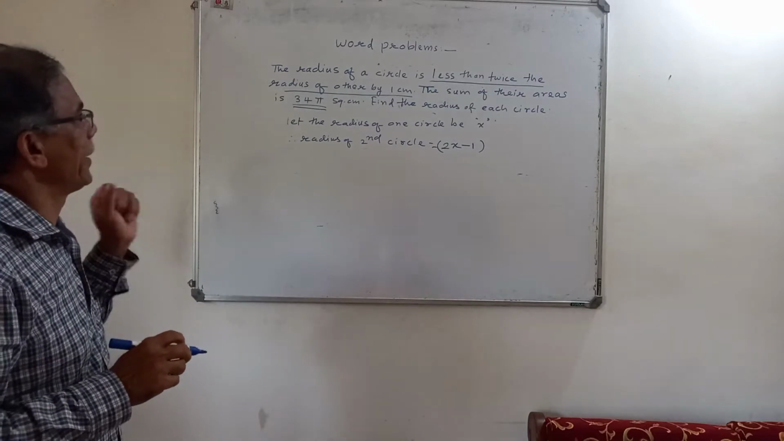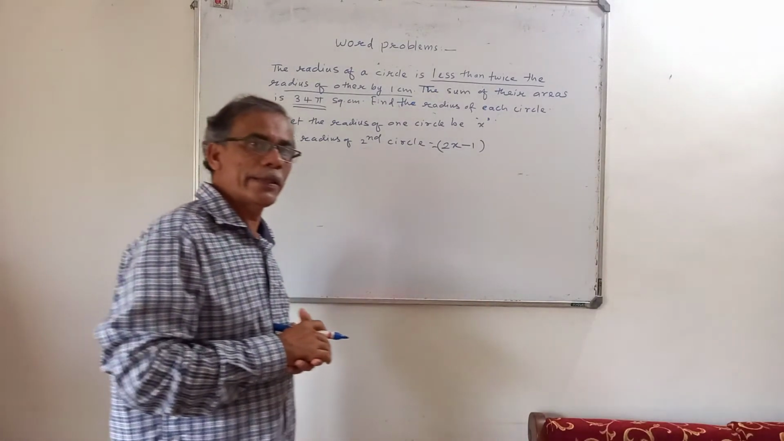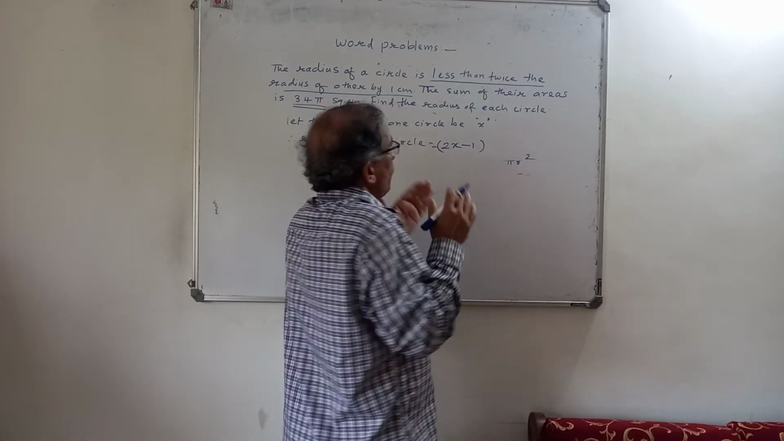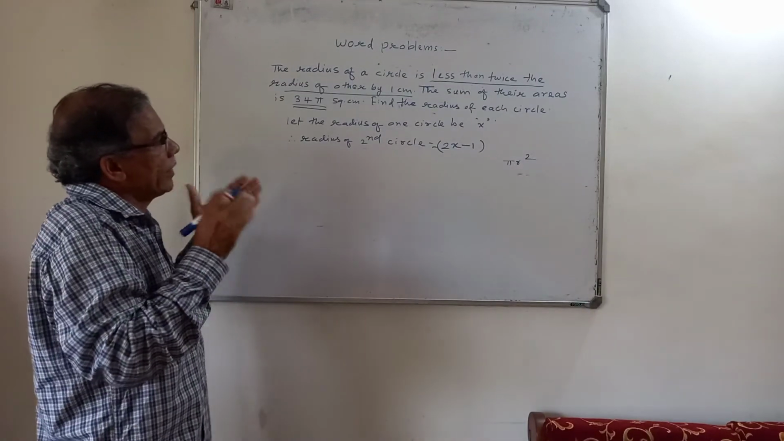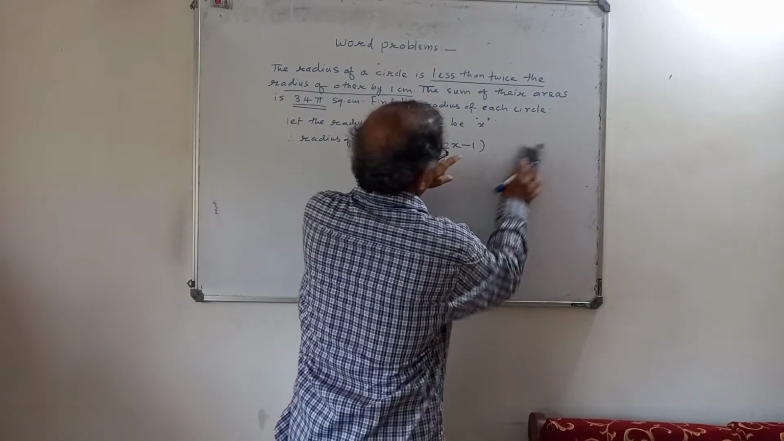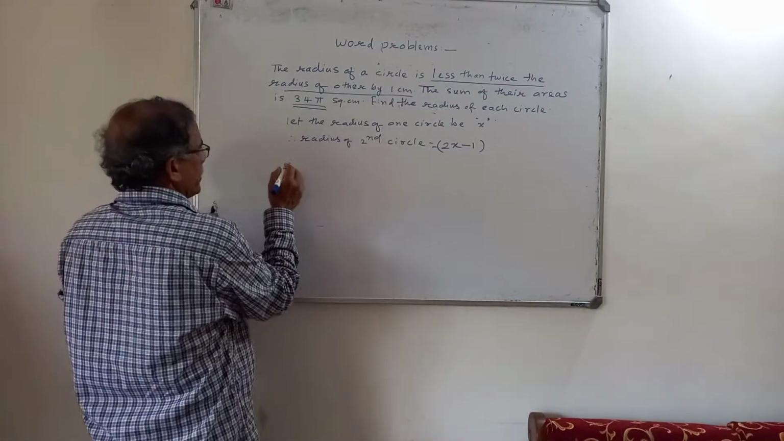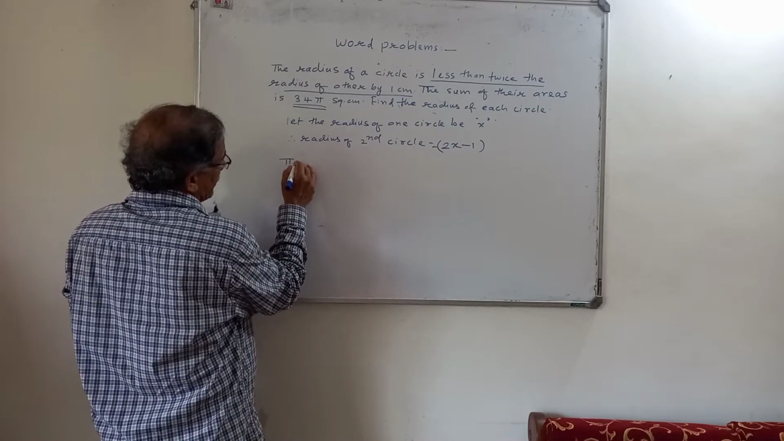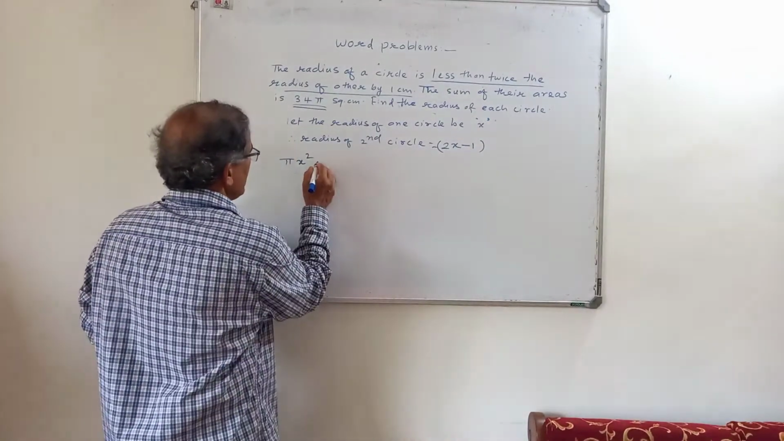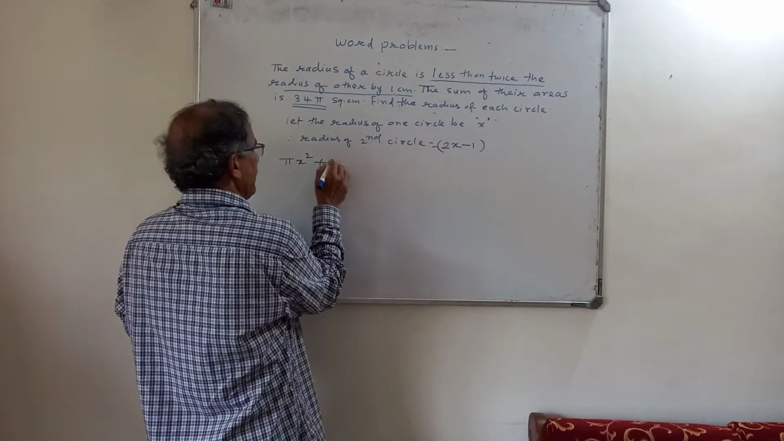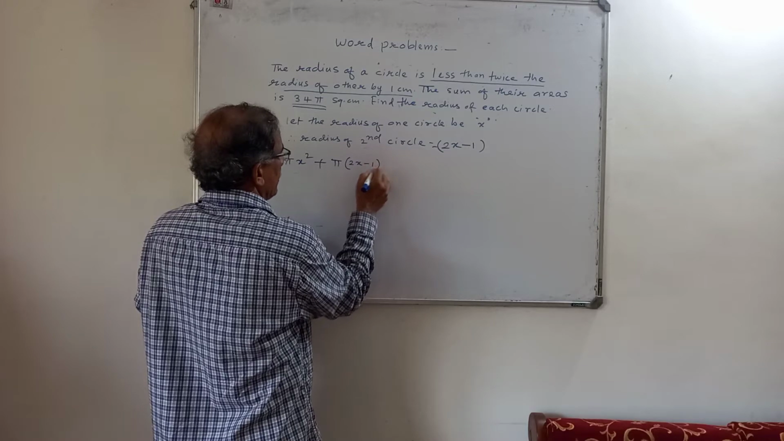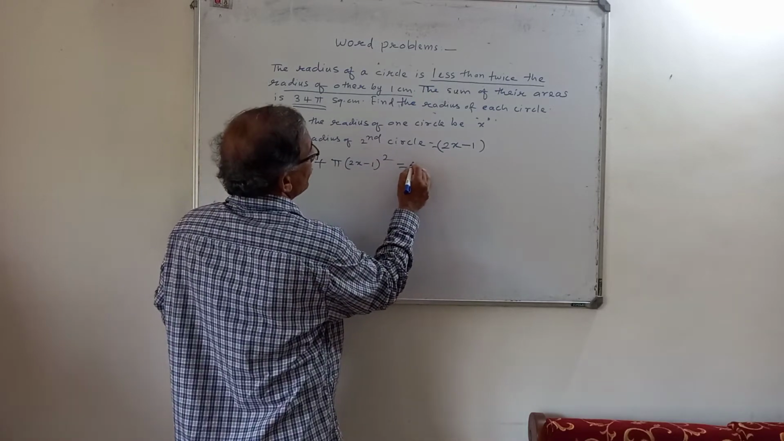What it says is the sum of their areas. Now what is the formula for the area of a circle? Area of a circle is pi r square. So we want to make the sum of areas of both circles. The radius of the first circle is x, so area of the first circle is pi r square, which means pi x square. Plus the area of the second circle, again pi into r square, and r means 2x minus 1, whole square.